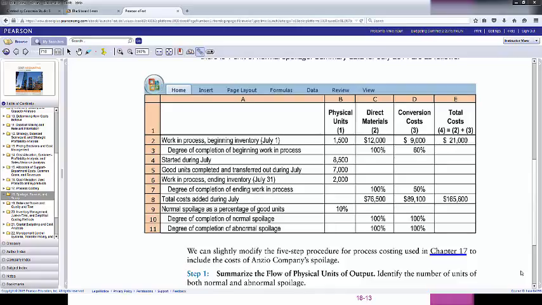Here we see, in regards to the degree of completion for our normal spoilage and our abnormal spoilage, that we're going to consider our direct materials and our conversion costs to both be applied at 100%. So no partial conversion. Again, we've made that assumption already about direct materials, that the direct materials were put into the process initially, just like we've been doing. But for conversion cost, we're going to assume here that they're 100% converted and then they're deemed spoiled. So we'll come back to this data in our PowerPoint slides.